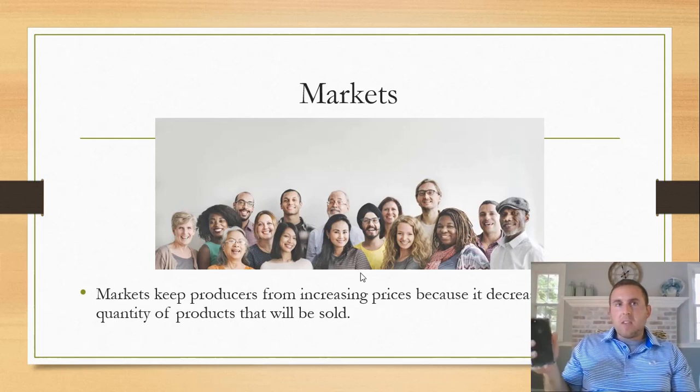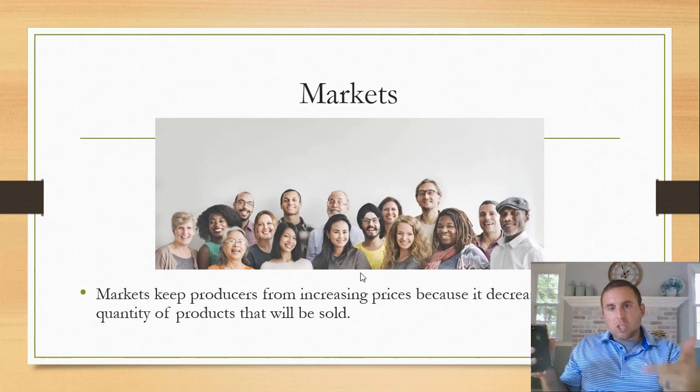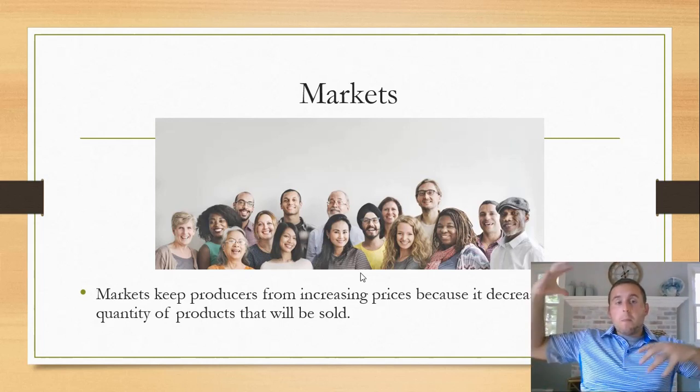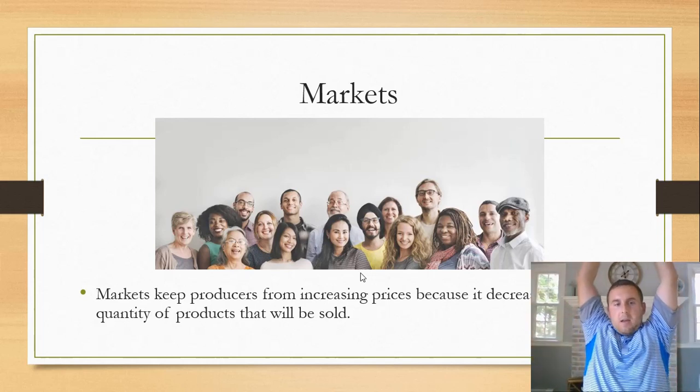Whereas since there's Samsung, there's LG, who can say, okay, that's fine, Apple. You want to charge $1,000 for your phone? We're going to sell ours for $600, $400 less. Which one are people more likely to buy? They're more likely to buy the Samsung because it's $400 cheaper, right? And it's going to decrease the quantity of products that will be sold, okay? So it's going to lower the amount of products that will be sold, all right? So markets are huge because they keep producers from increasing the prices, okay?